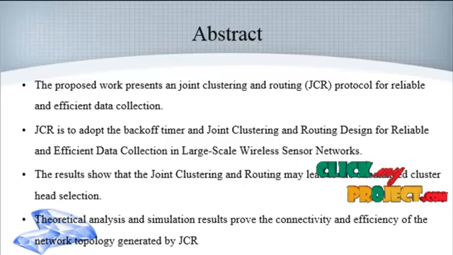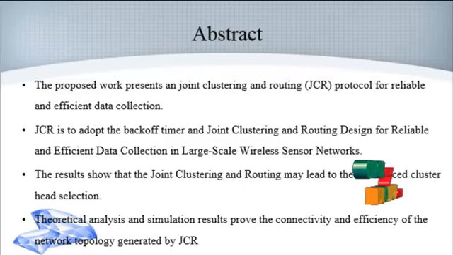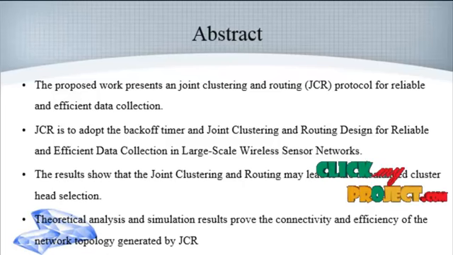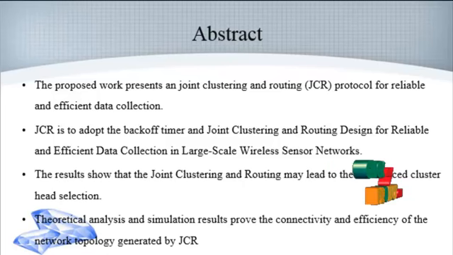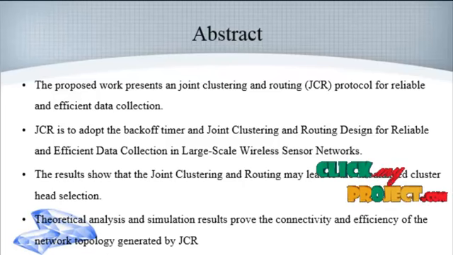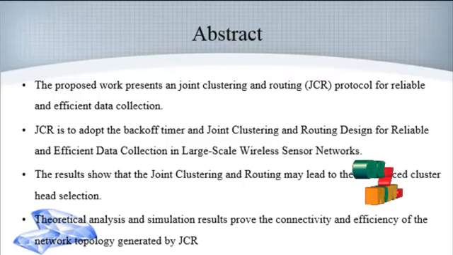The JCR adapts the back-off timer and gradient routing to generate a connected and efficient intercluster topology with the constraint of maximum transmission range. The relation between clustering and routing in JCR is further exploited by theoretical analysis and also a numerical analysis. The results show that the multiple-hop routing in JCR may lead to unbalanced cluster head selection. Then a solution is provided to optimize the network lifetime by considering the gradient of one-hop neighbor nodes in the setting of the back-off timer. The theoretical analysis and simulation results prove the connectivity and efficiency of the network topology generated by the JCR.